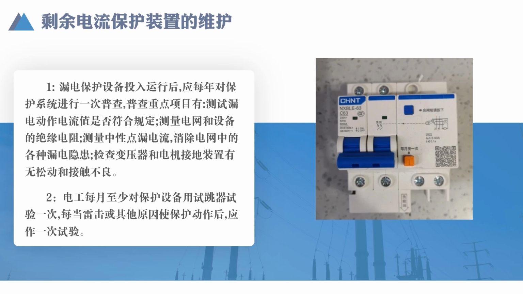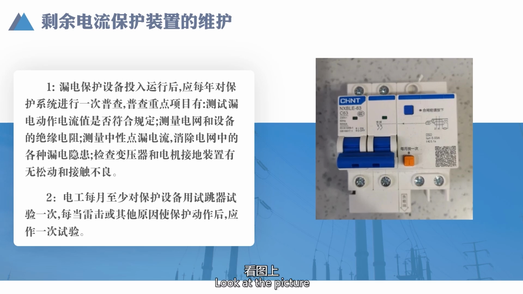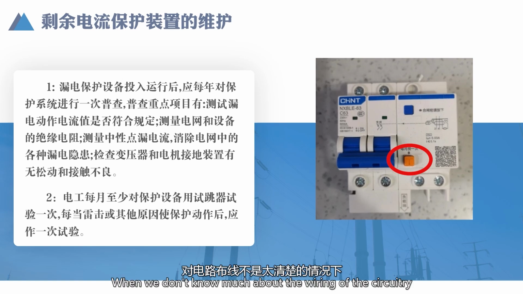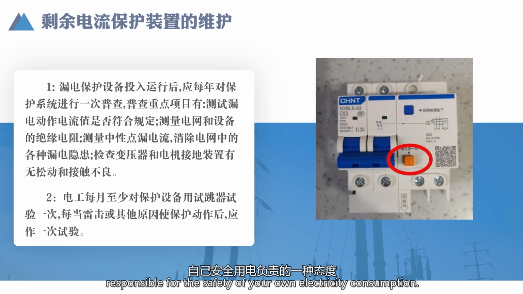Here we come to the leakage protection air switch for our home. Generally, the air leakage protection switch for our home is rated current 63A of air leakage switch. Look at the picture. There is a small orange button. There's a reminder to press it once a month. This is the test switch. You press it once a month to test if the leakage switch is good. But in our day-to-day life, we do neglect this problem. Especially in a rented house, when we don't know much about the wiring of the circuitry, we should always try our best to test leakage switch performance. It is also an attitude of responsibility for the safety of your own electricity consumption.